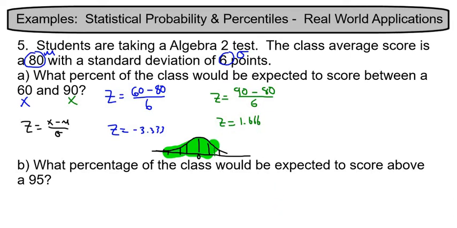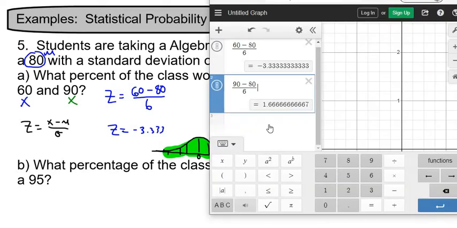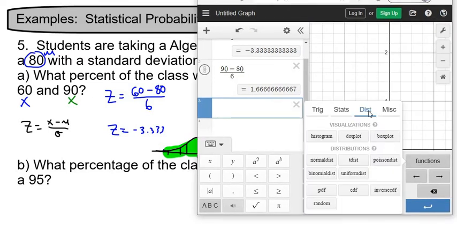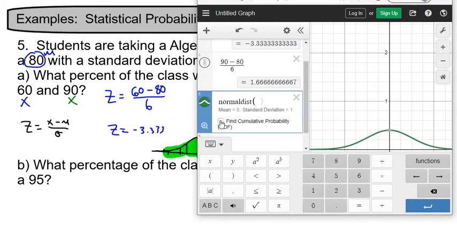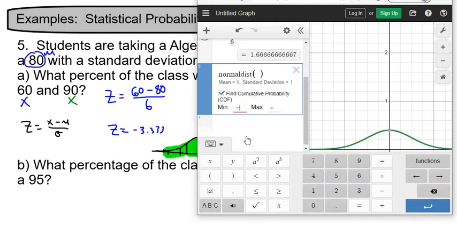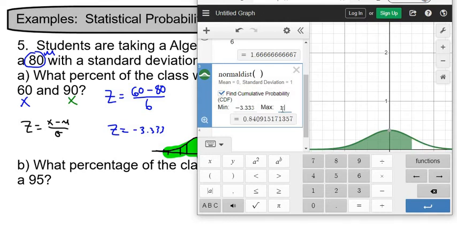Now, the beautiful thing about Desmos is Desmos can do this and even graph it. So what you would do is you'd go to functions, then go to distribution, go to normal distribution, click the CDF, find CDF, and you would just type in here negative 3.33, and then here you would type in 1.666. And you can even see it draws a picture.